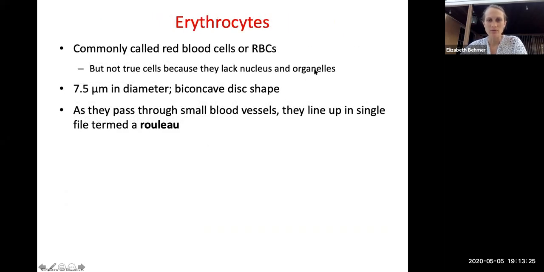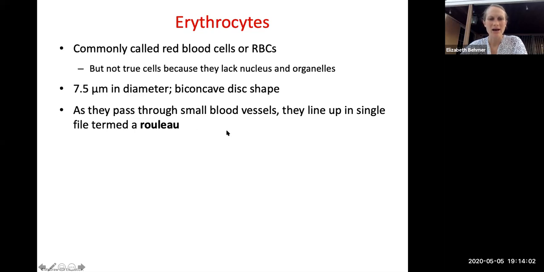So we'll start with erythrocytes. The prefix erythro means red, and cyte means cell. So these are commonly called red blood cells. They're not true cells because they lack a nucleus and all organelles. So they're specifically created to look like this biconcave disc shape. So kind of like a donut without the hole in the middle. And they're created that way so that they can hold as much oxygen as possible.